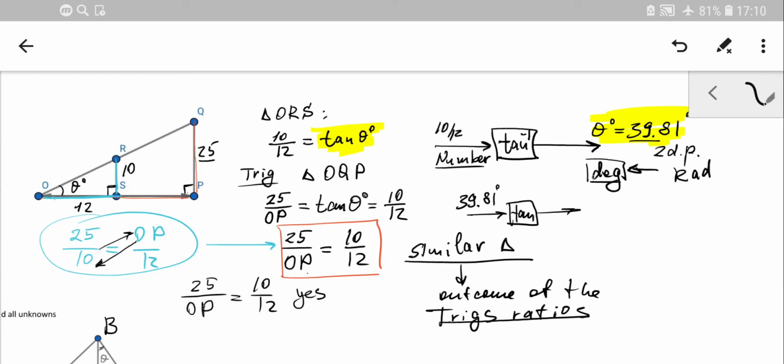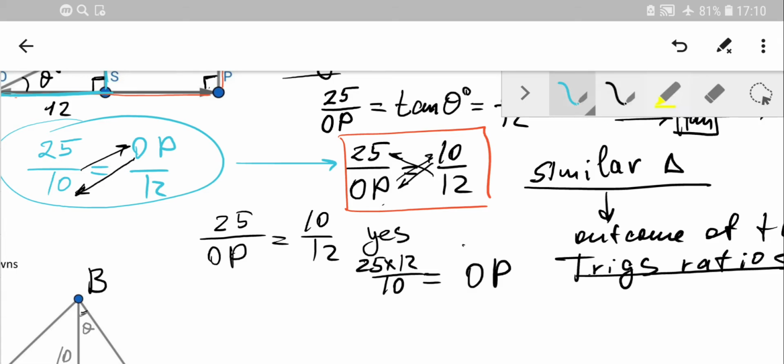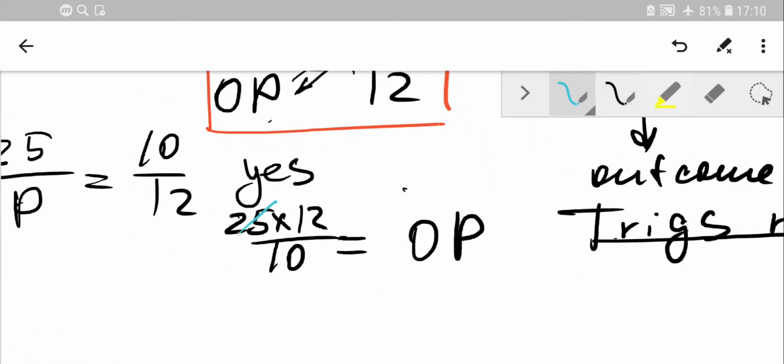So we've got OP. Let's just figure out OP from there. So again, how to resolve proportion. So OP goes up, 10 goes down, and 12 goes crisscross. So that's how we can do it fast. So OP on the right side, 12 goes to 25. So we've got 25 times 12 and over 10 in the bottom part. And now it's time for canceling. So 12, 25, and 10 will be cancelled. 5 here, 2 here, and 12 and 2 will be cancelled, leaving you 6 here.